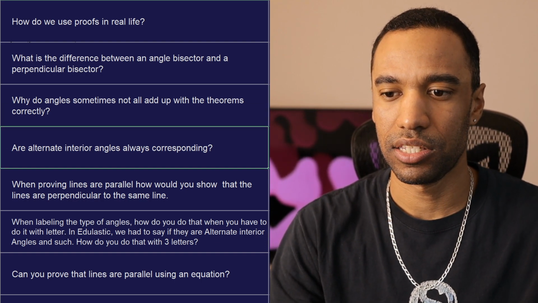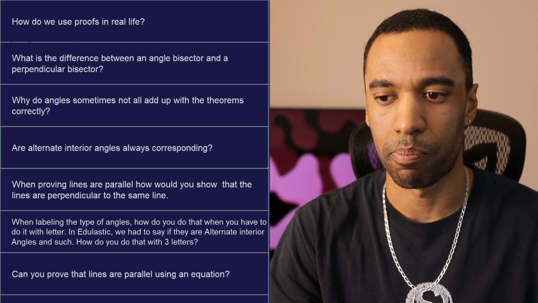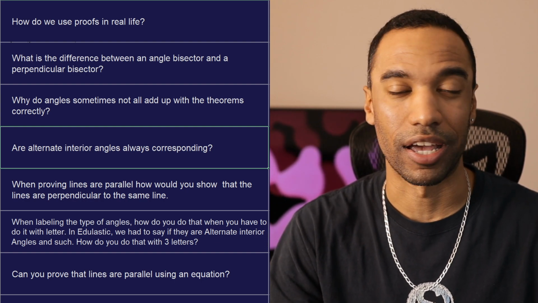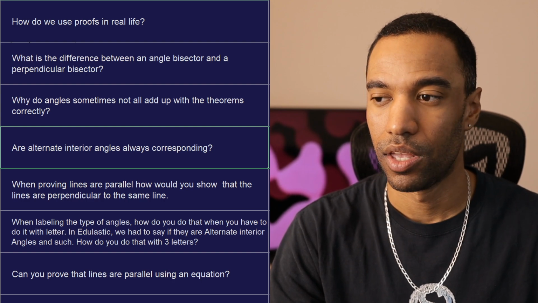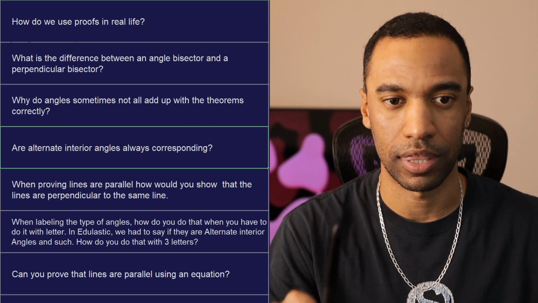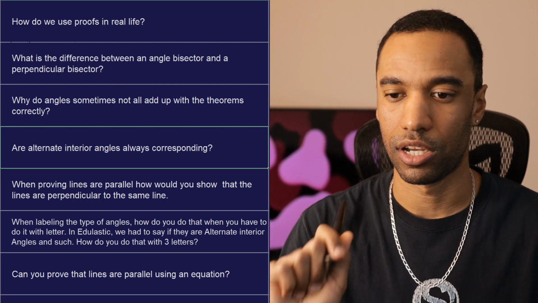Okay, are alternate interior angles always corresponding? They're never corresponding. They're always congruent though, when lines are parallel. No, alternate interior angles are not the same as corresponding angles. Make sure that you know the vocab with that. If you meant to say congruent, they're only congruent when lines are parallel.